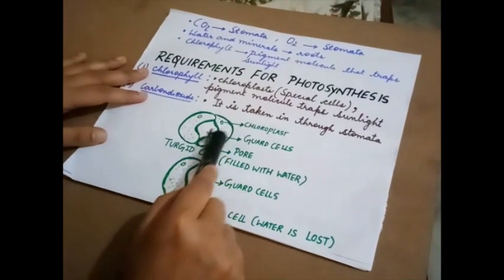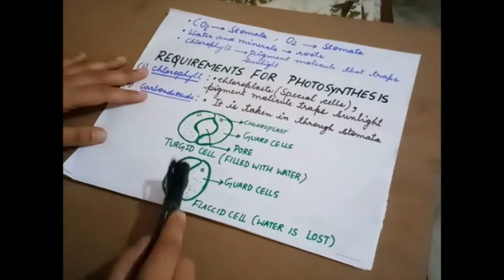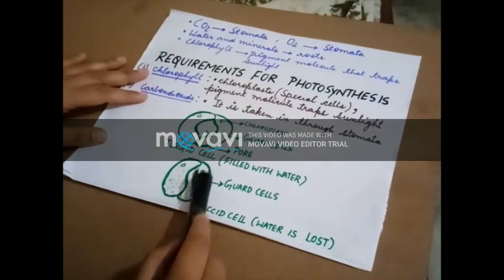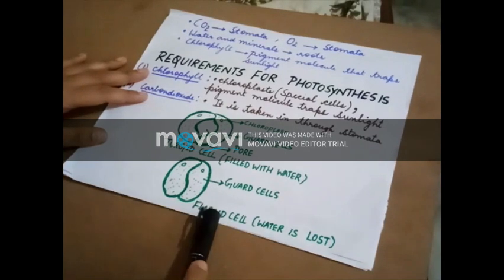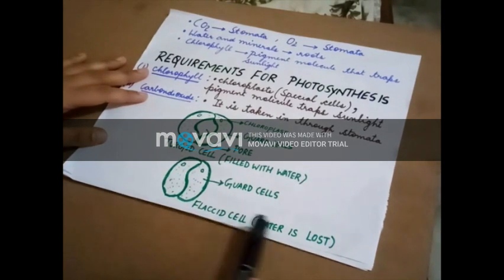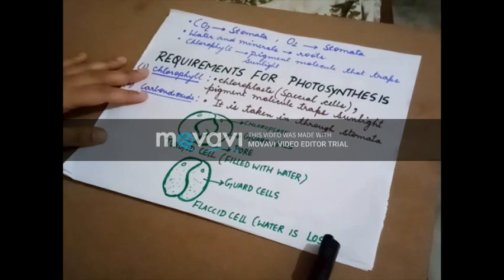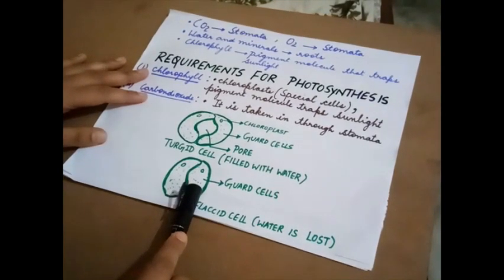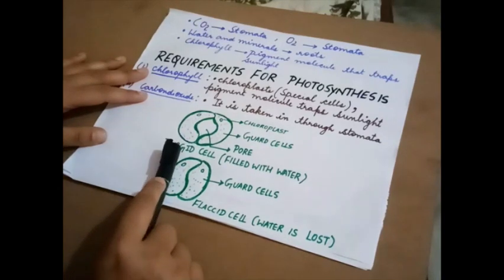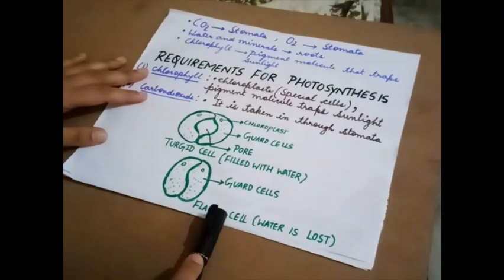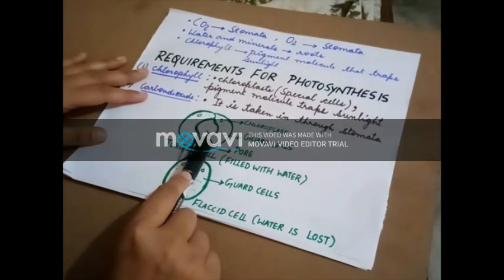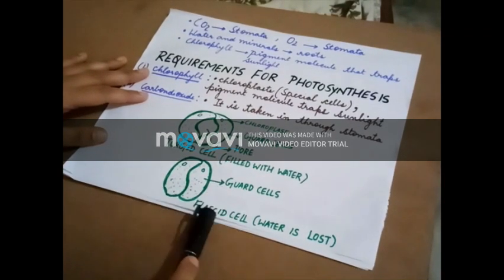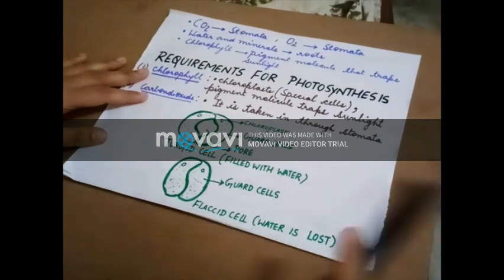When the guard cell loses water, it shrinks and the pore closes, and that condition is known as a flaccid cell. Water is lost from the guard cell and the pore closes. This is the difference between a turgid cell and a flaccid cell. When it is filled with water, it is turgid. When it has lost the water molecules, it is called flaccid.